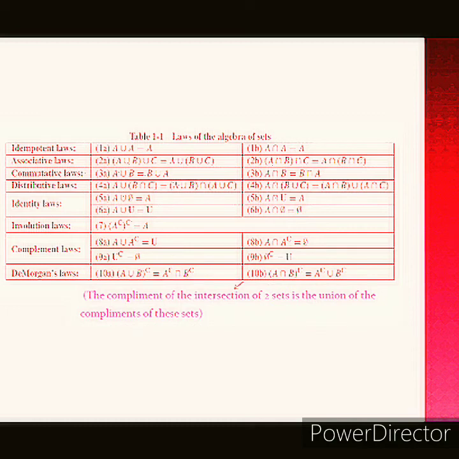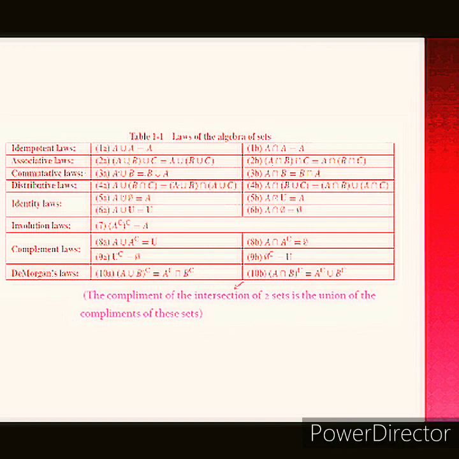The complement laws. The first part, 8A, shows A union A complement will give you the whole universal set. And similarly, A intersection A complement will give you the set phi. Similarly for 9A, the complement of the universal set is phi, and the complement of phi is the universal set. Those are the complement laws.